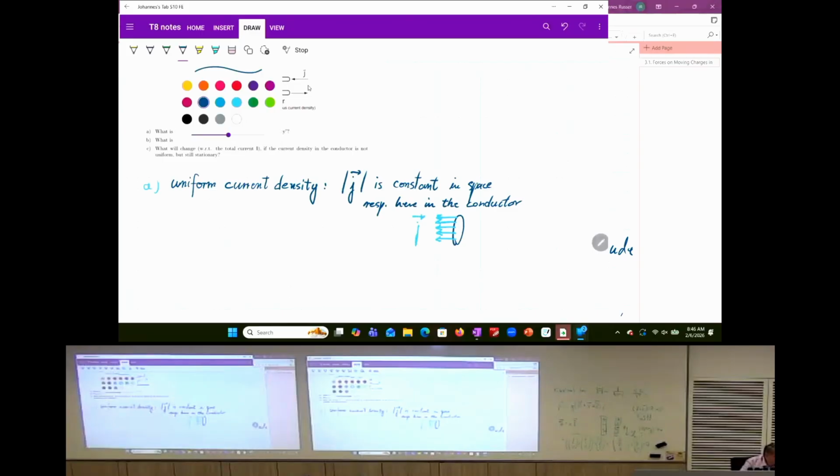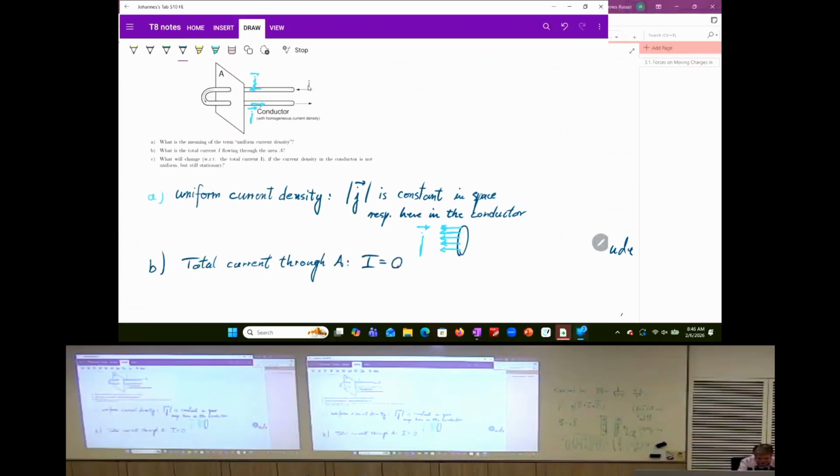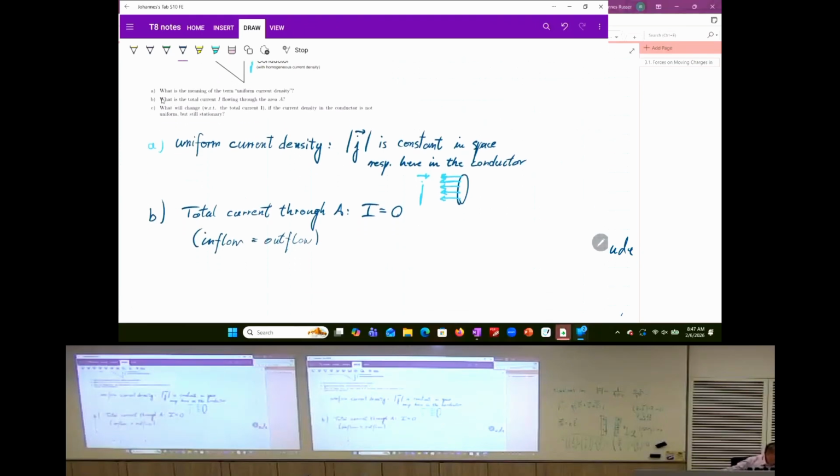Then what is the total current flowing through the area? Well, the total current, you can see right away, is actually zero, because the magnitude of the current density in the conductor is everywhere constant. So whatever flows through this area at the top flows also back in the lower part. So the inflow and the outflow are identical. The inflow and outflow of current is the same. And what will change with respect to the total current I if the current density in the conductor is not uniform but still stationary? So you have this situation that it is stationary but not uniform.